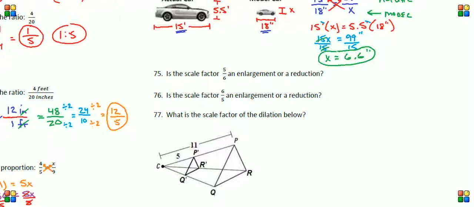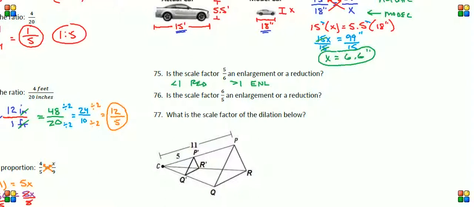The property we need to remember, class, is if your scale factor is less than 1, it's a reduction. If your scale factor is greater than 1, then it's an enlargement. If the scale factor is equal to 1, then we know it's neither a reduction nor an enlargement. Sorry, ENL for enlargement. Scale factor equal to 1 is just a congruent shape. It's the exact same size and shape.